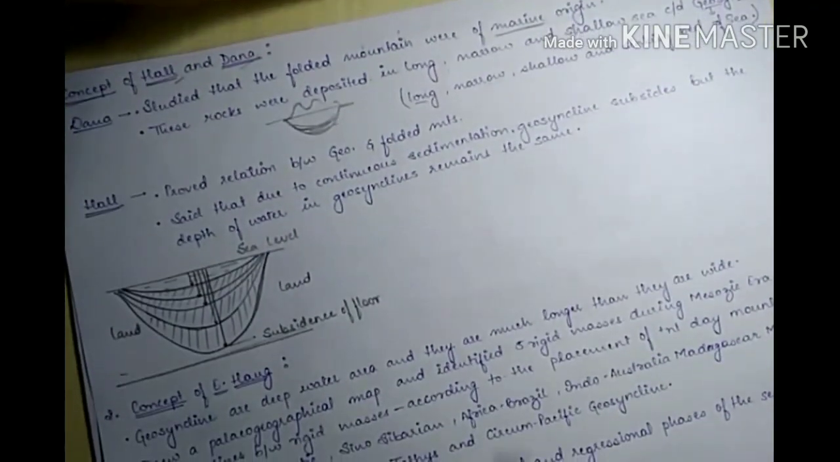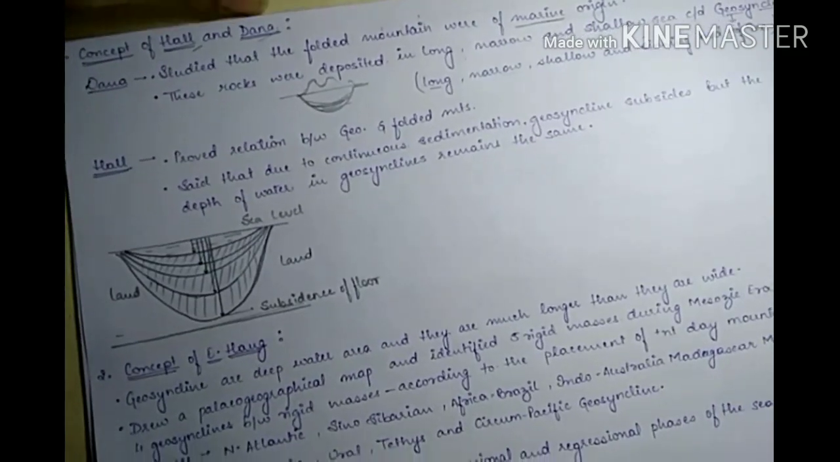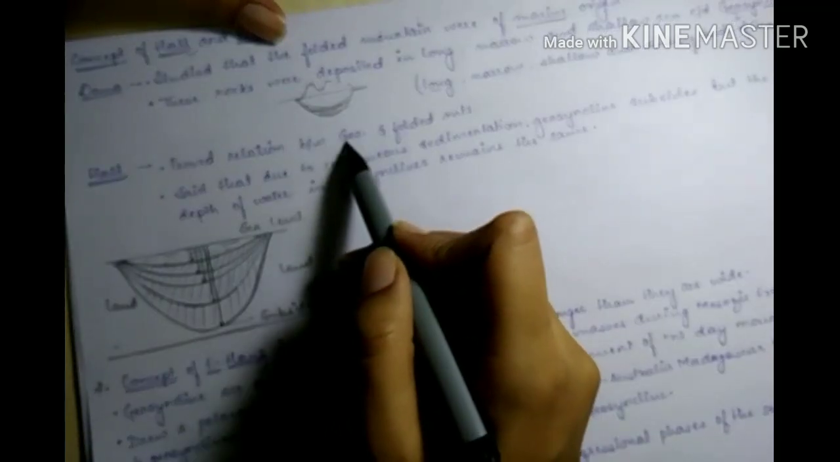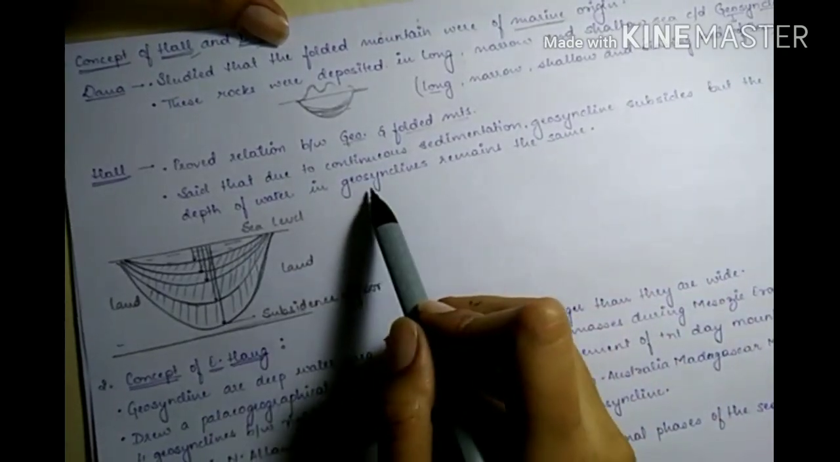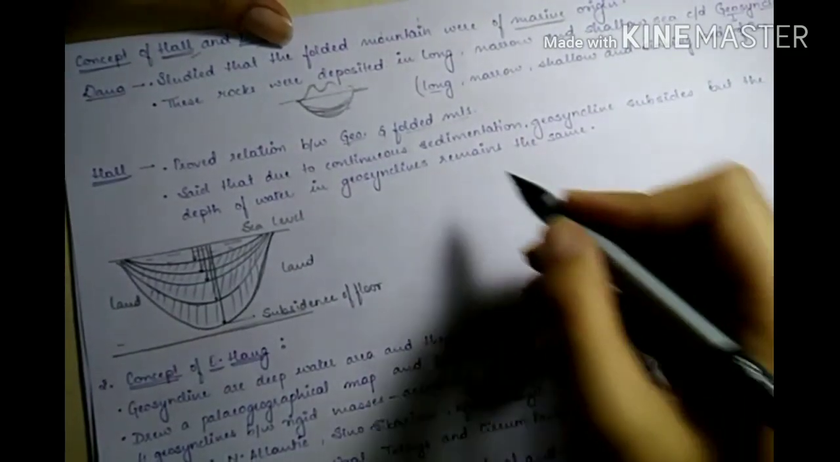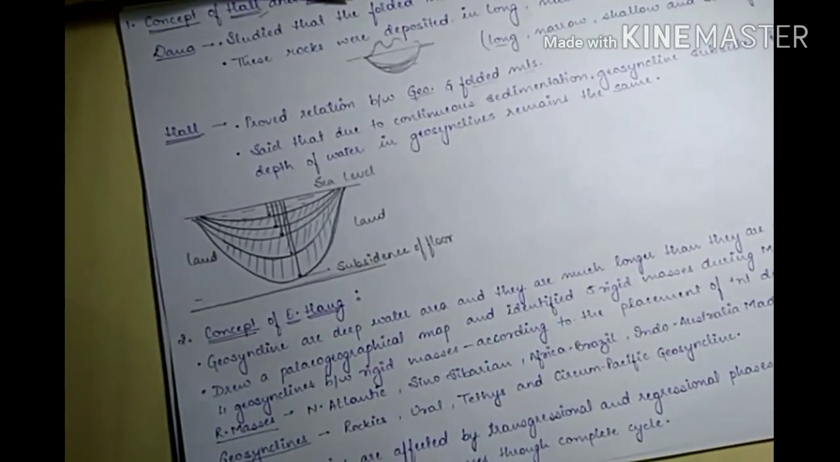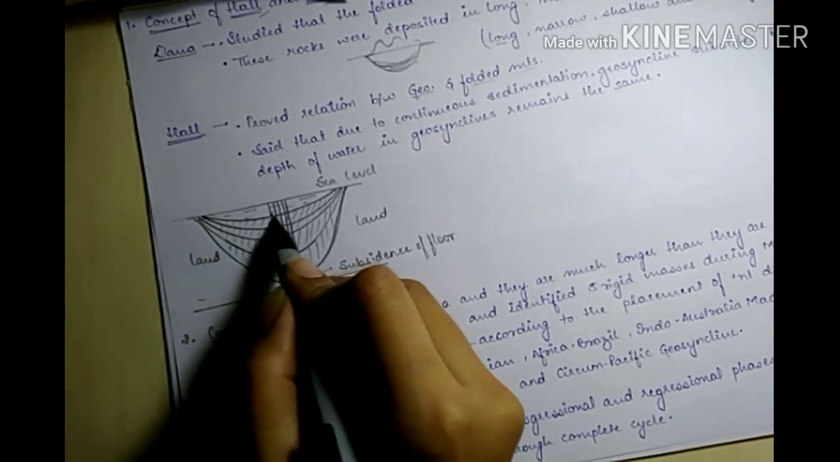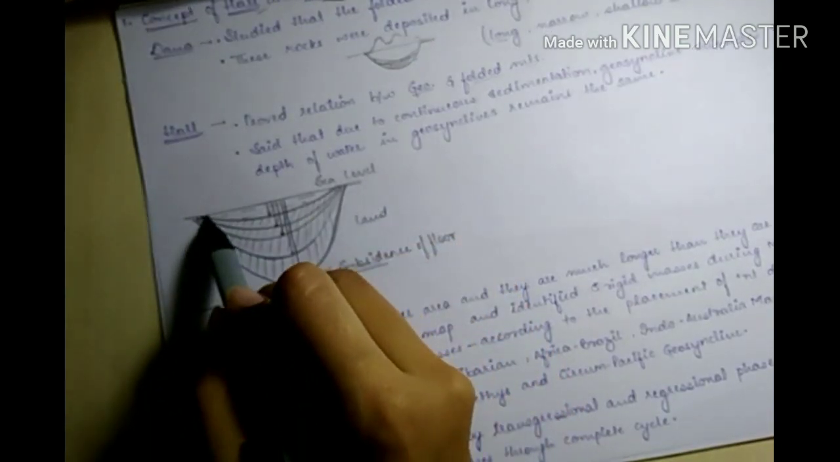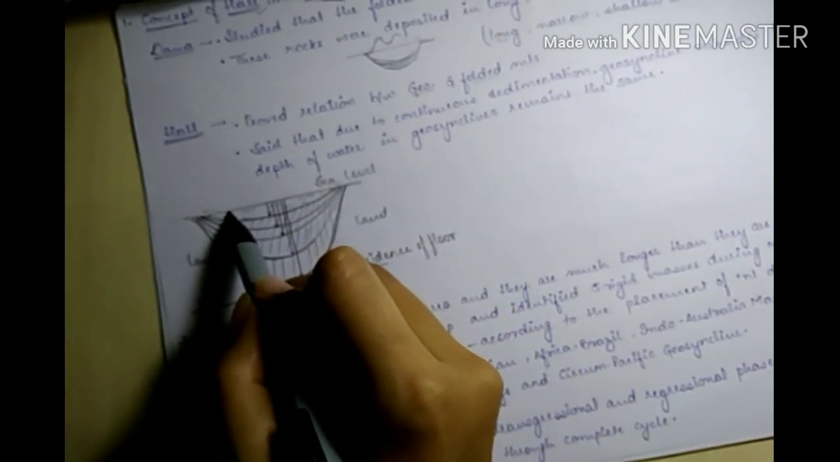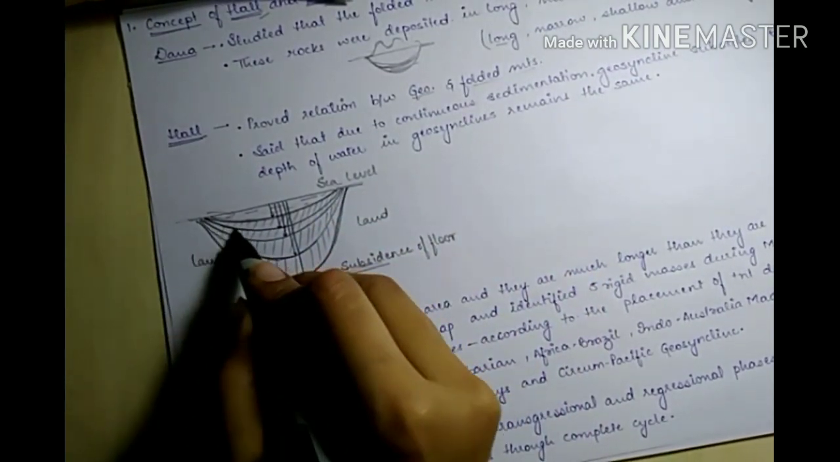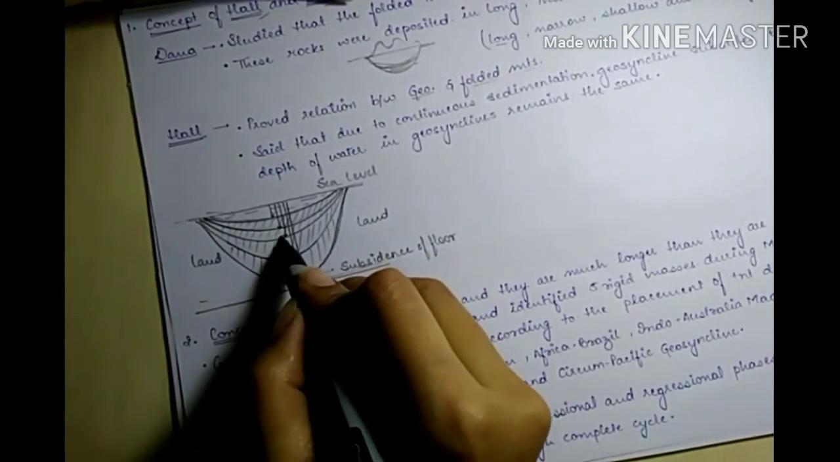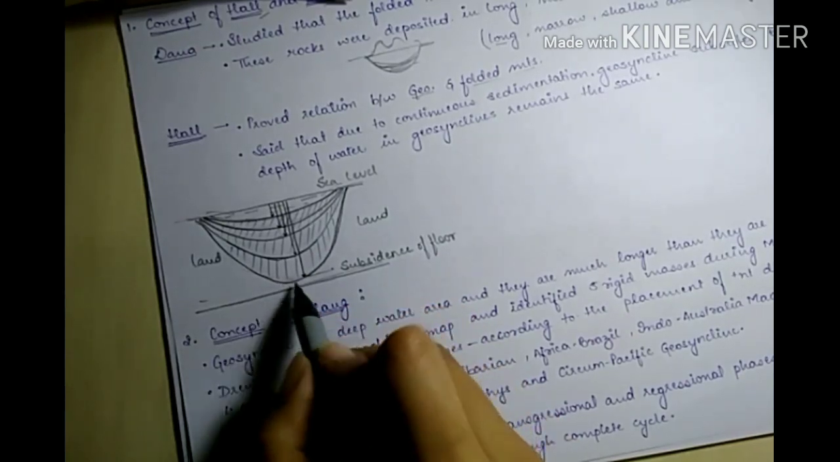And Hall, in support of this theory of Dana, proved the relation between a geosyncline and folded mountains. He said that due to continuous sedimentation, the geosyncline subsided, but the depth of the water in the geosyncline remained the same. This is the exact diagram he showed. Firstly, this is the shallow sea, shallow water. Due to sedimentation, this part becomes heavy, so it subsides. Then again due to sedimentation, this part also becomes heavy and subsides. And like this it subsides, and this is the subsidence of the floor.